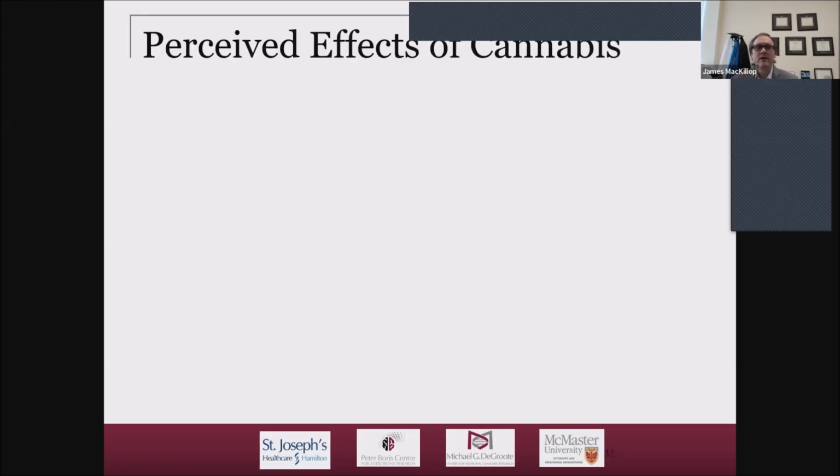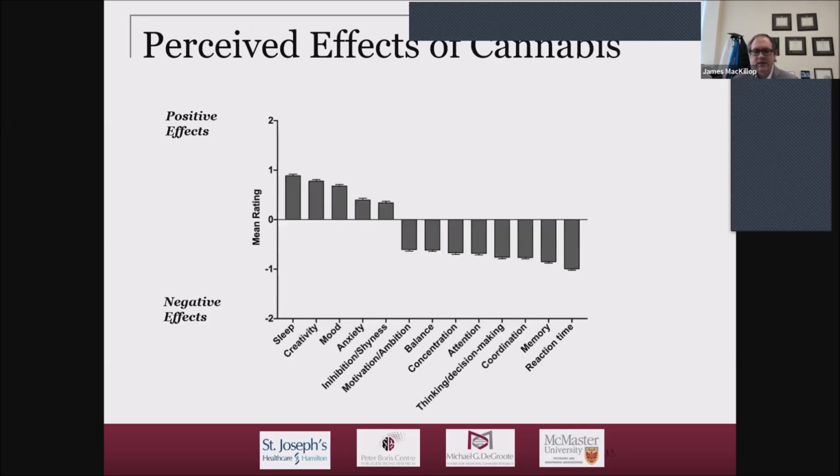So to start with, what do we know about what people think about cannabis? Well, when it comes to cognition, these are data from a study we did on cognitive expectations in a large sample of community adults. This is how they rated in general positive effects and negative effects for cannabis. And most of these you can see in terms of the negative effects have to do with cognition. People believe that in general, it reduces reaction time, impairs memory, reduces coordination, attention, concentration, balance, possibly ambition. These are just attributions, but people tend to believe that cannabis has a negative consequence when it comes to cognition.